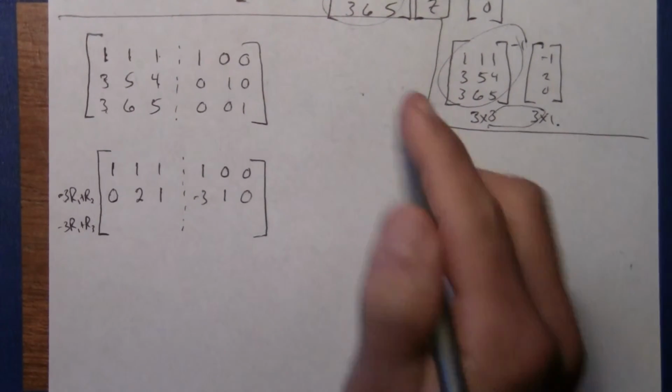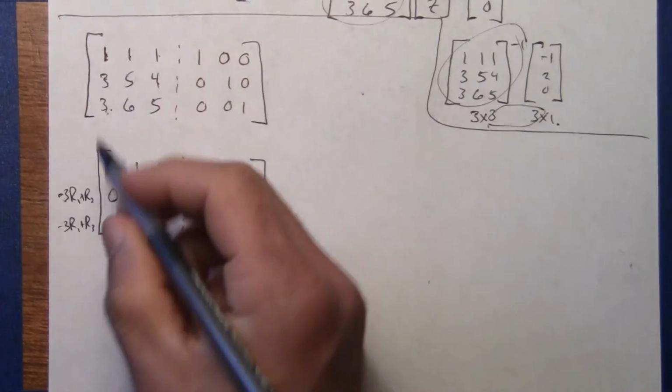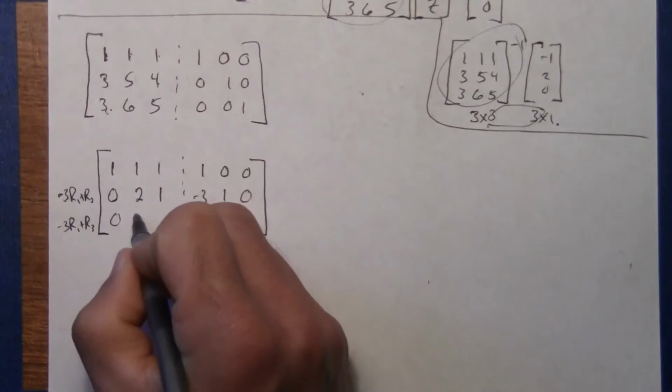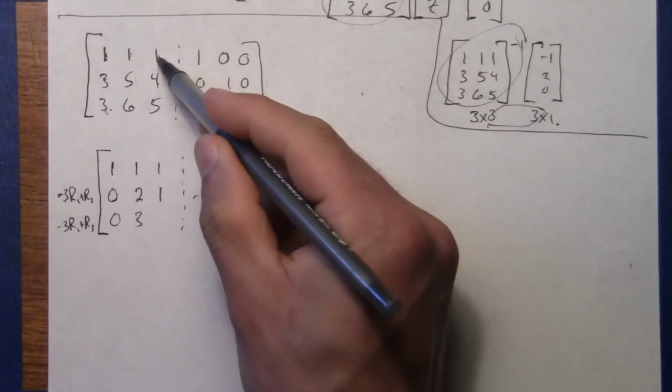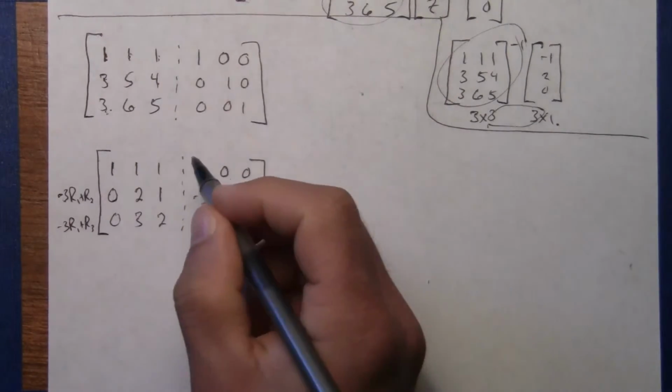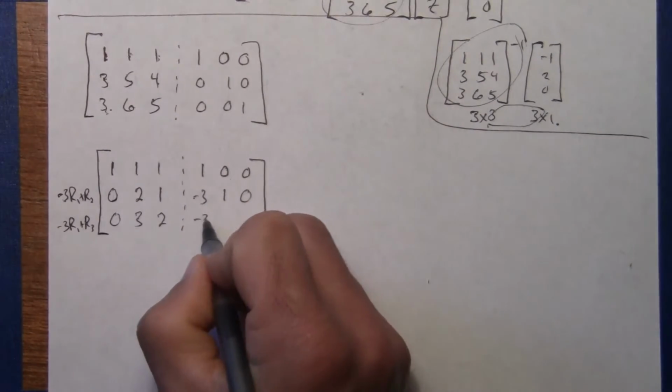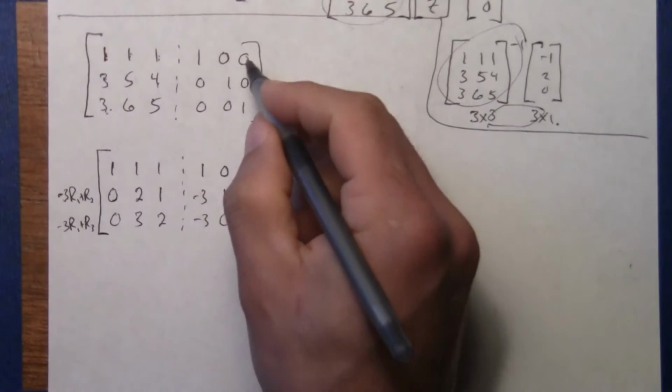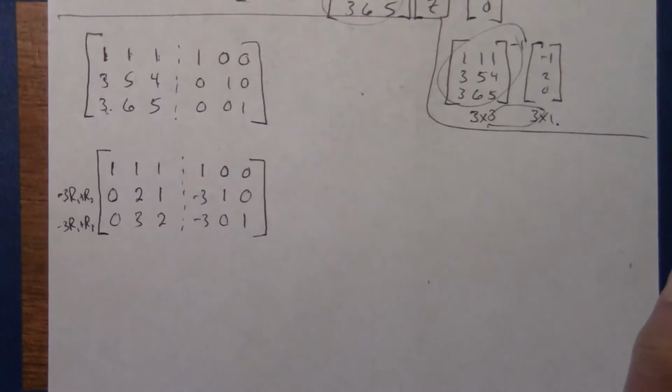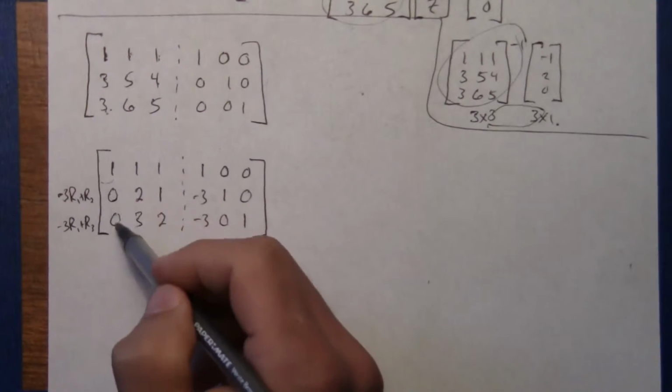And then go back and do the same thing for this row. It's negative 3 plus 3, so 0. Negative 3 and 6, which gives me 3. Negative 3 and 5, which gives me a 2. Negative 3 and 0, 0 and 0. 0 and 1. So there's my first step. Got the 1, got the zeros.